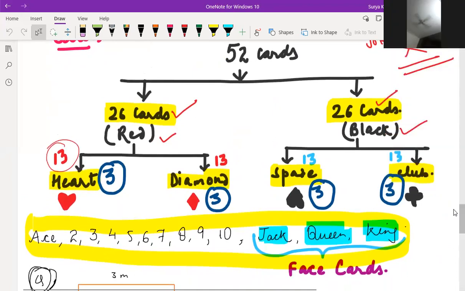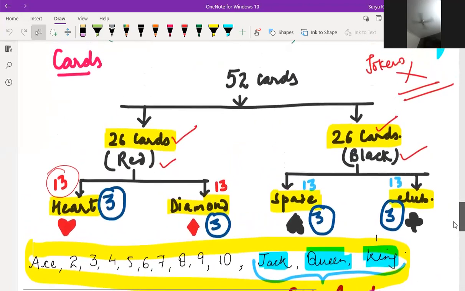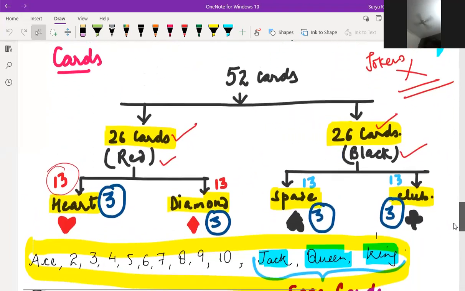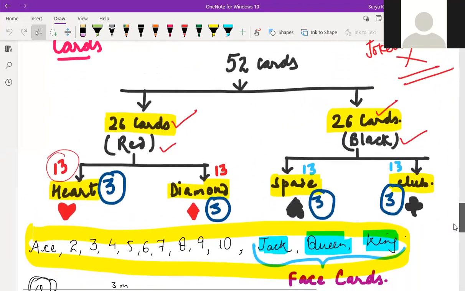Sir, I have a doubt in this. Yeah, ask. Sir, in books I have seen that in cards there are 16 face cards. 16 face cards? Yes, sir.